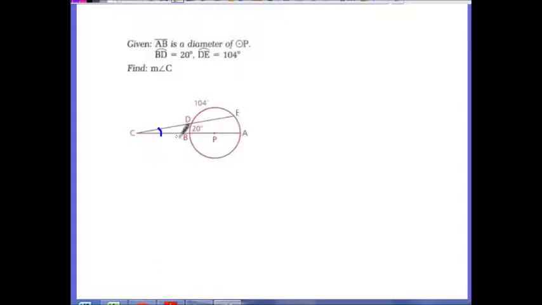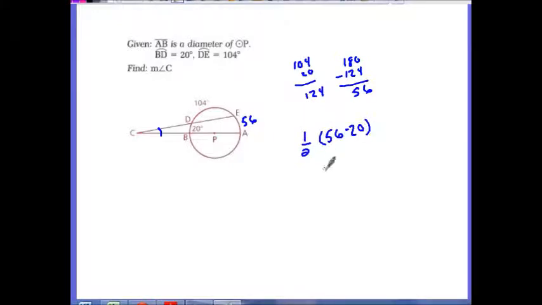So first thing we need to do, since we know this is a diameter, we know it splits it into 180. Let's add up the angles that we know, which is 124, and subtract it from 180. That gives me 56 degrees left. It's an outside angle, so 1/2 the difference of my 2 arcs, which is going to be 1/2 of 36, which gives me 18.